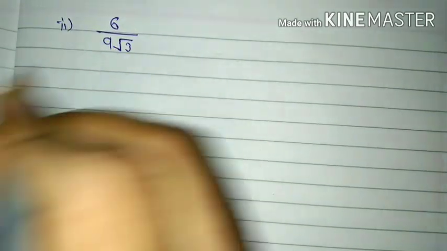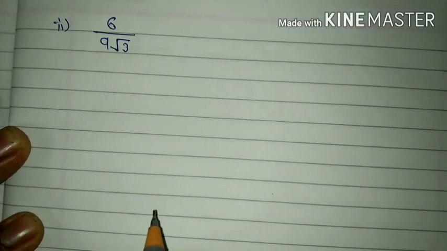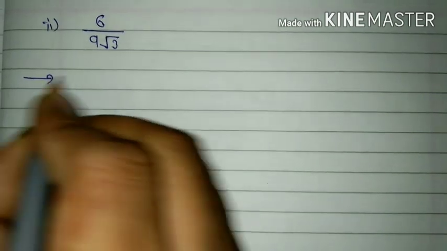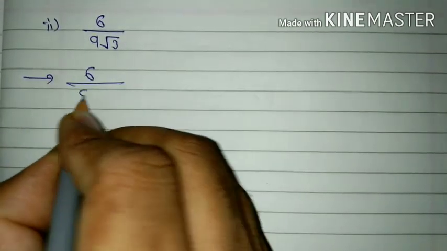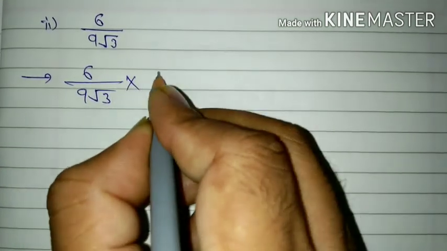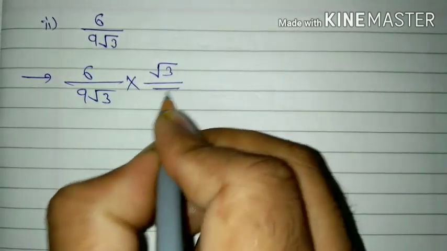Let us see one more question. I am taking, suppose, the next one: 6 upon 9 root 3. Okay, root 3 is this part of the surd. So using this formula, 6 upon 9 root 3 into root 3 upon root 3.